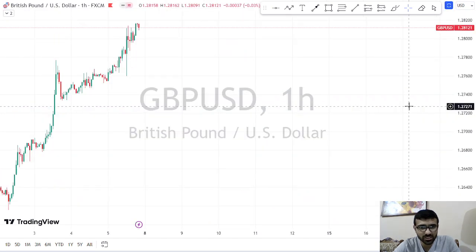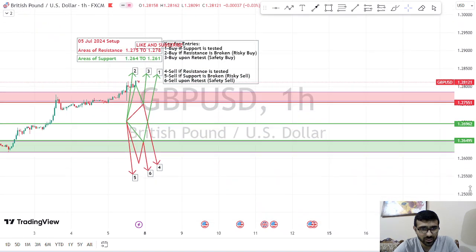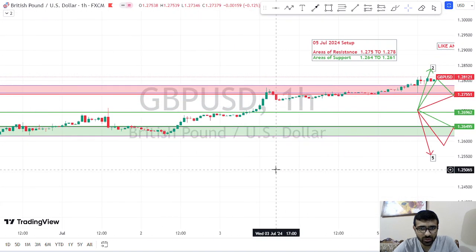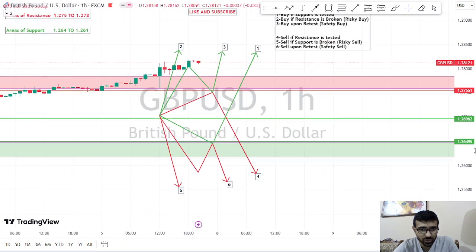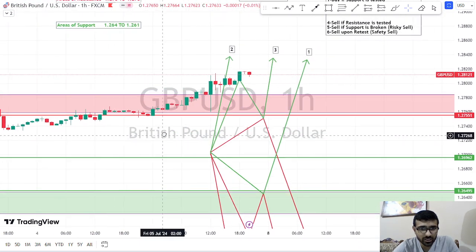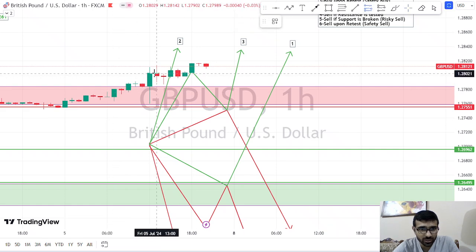Let us move to the next chart, which is the GBP USD pair, from where we left off previously. When we were discussing this GBP USD previously, the market was trading over here, and if the market goes just above our area of resistance and you would have taken this entry, let me take this entry over here.